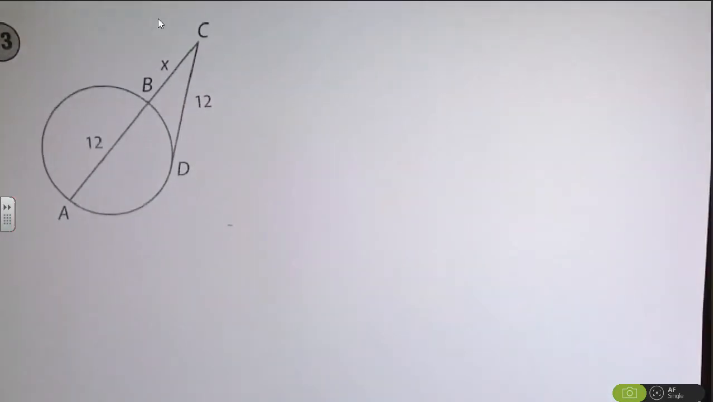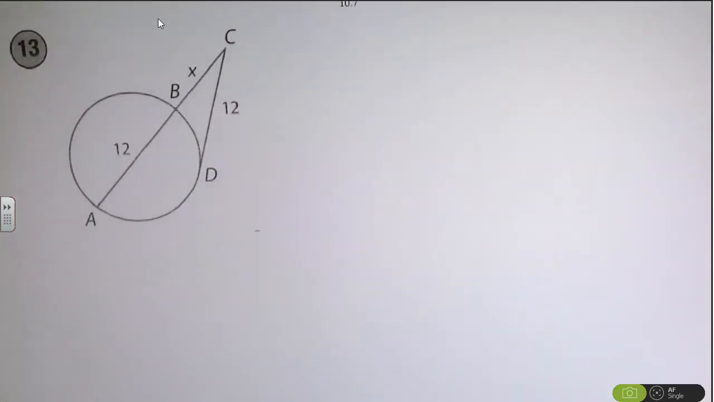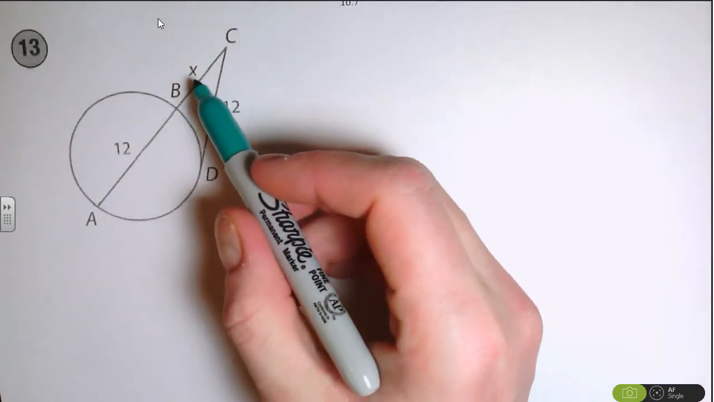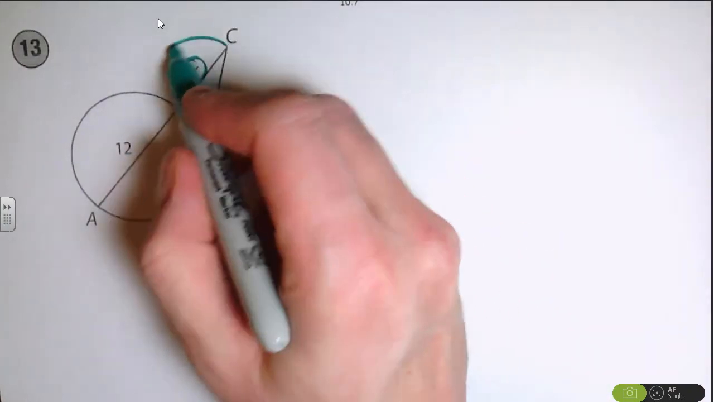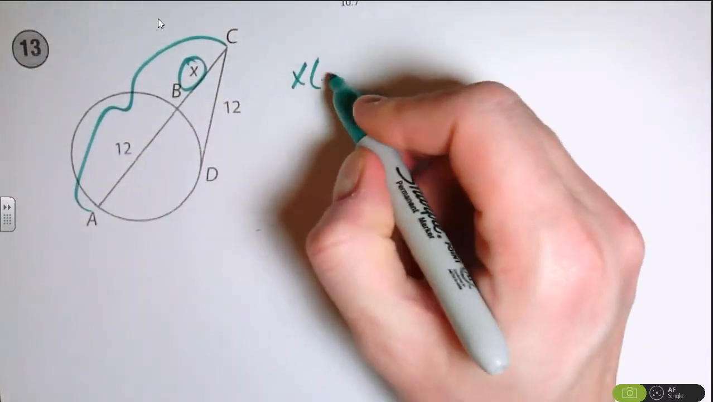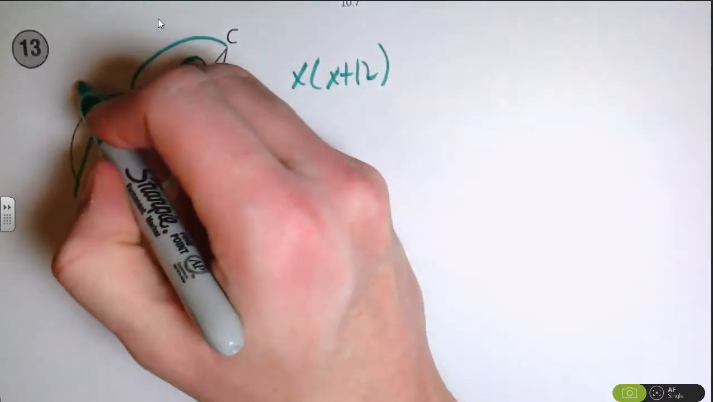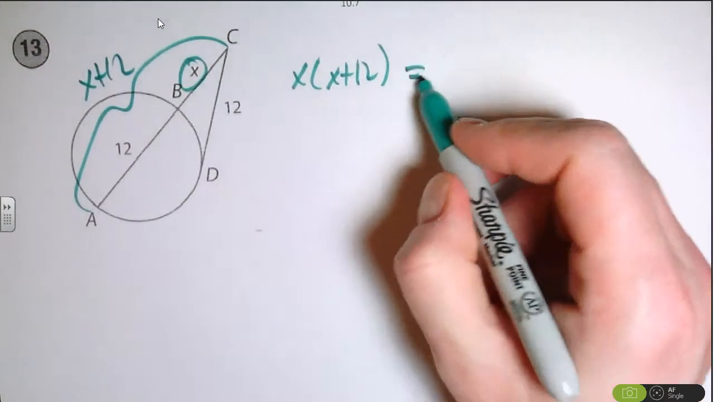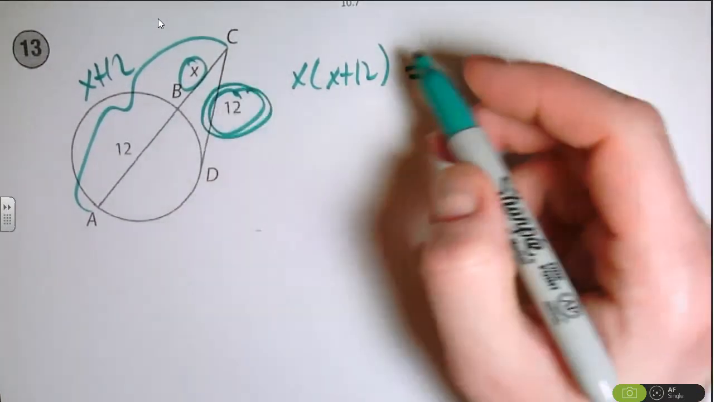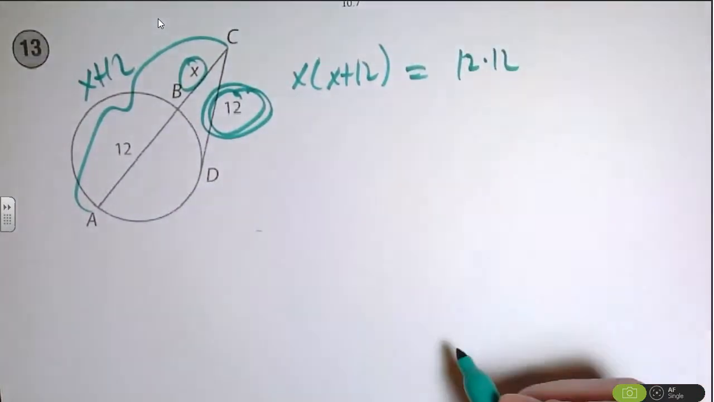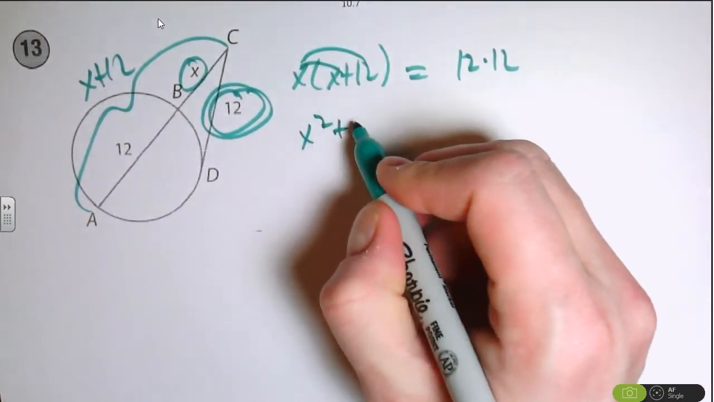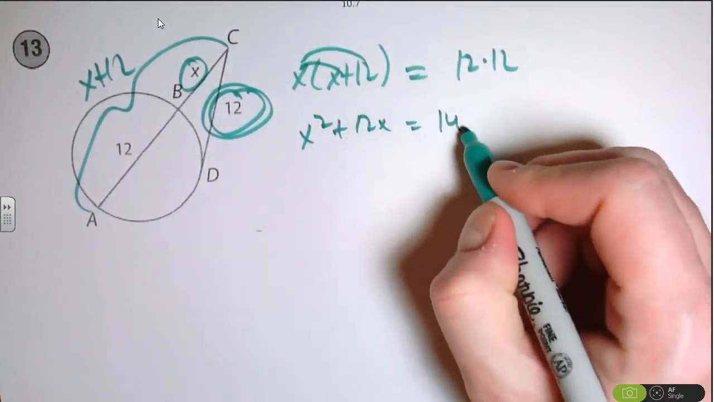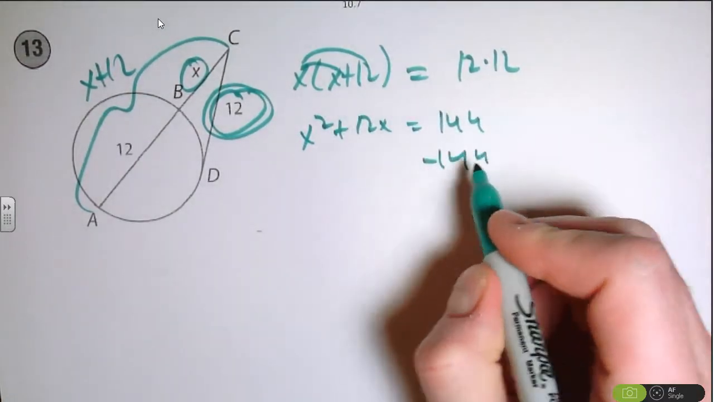The next example is really an algebra one more than anything. This is the only one we really have any kind of intense algebra with. It's still outside, so it's going to be exterior times whole. The whole length is x plus 12, equals exterior times whole, which is really just 12 times 12. So we distribute, we get x squared plus 12x equals 144. Subtract 144.